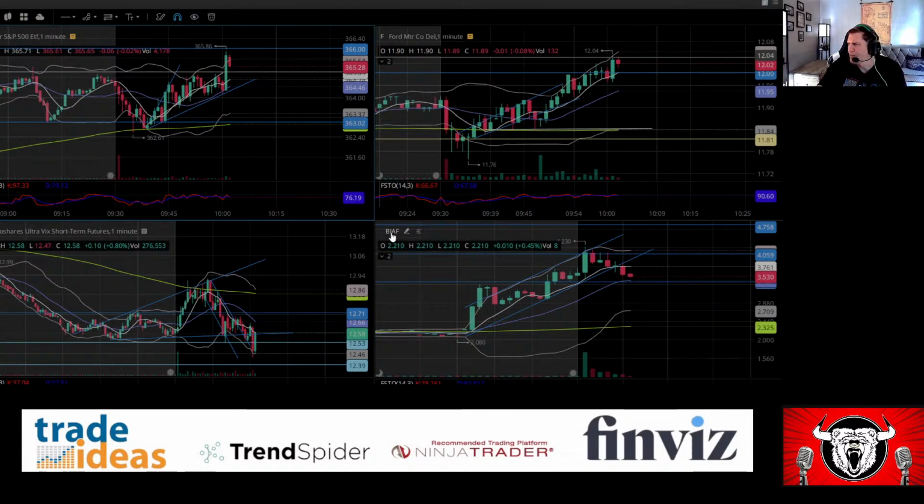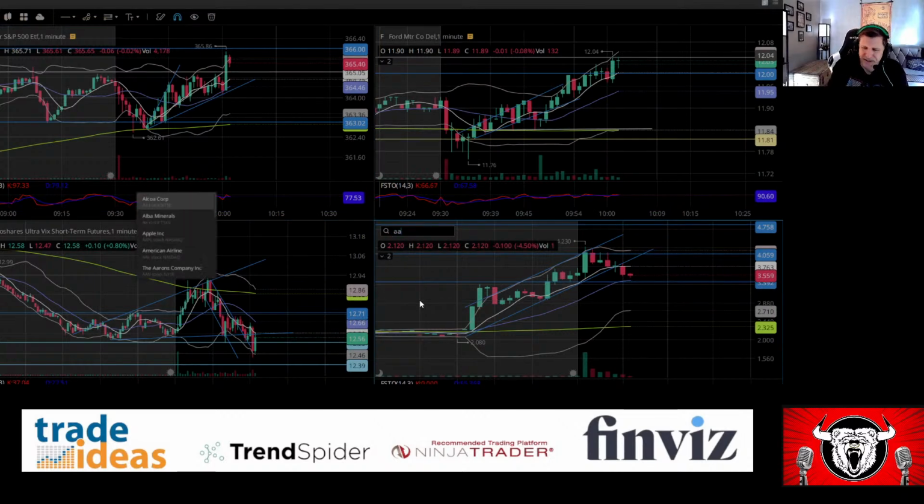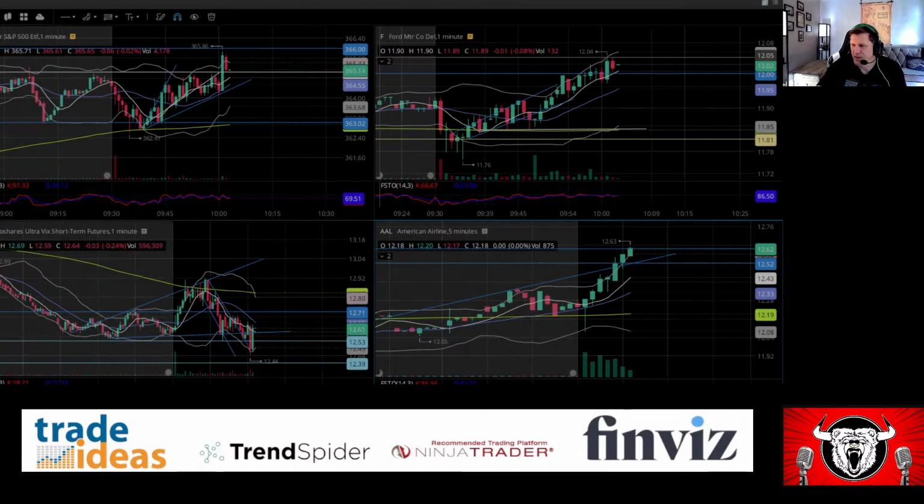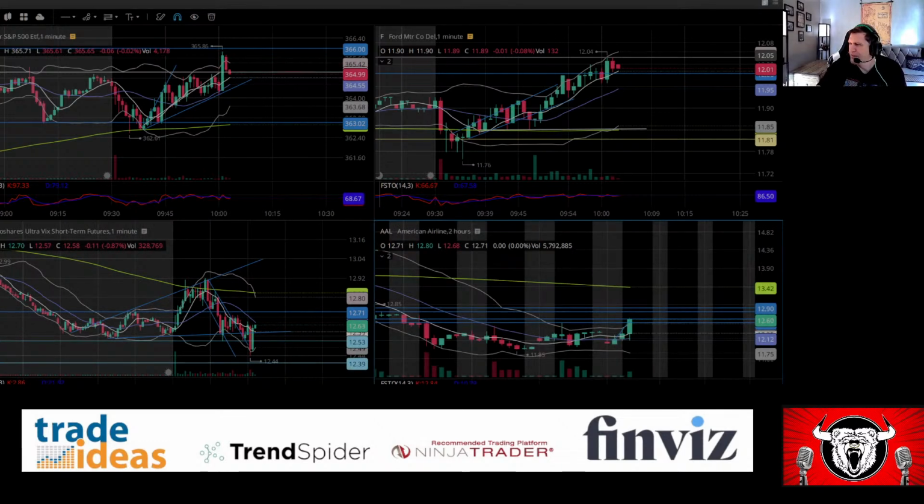Let me see. This BIAF doing exactly what I knew it would do. It came down and tested that support zone. I'm going to get away from that. Get away from BIF. There we go. American Airlines going up to 12.60, doing the same thing. It's hitting the zones that I had laid out.